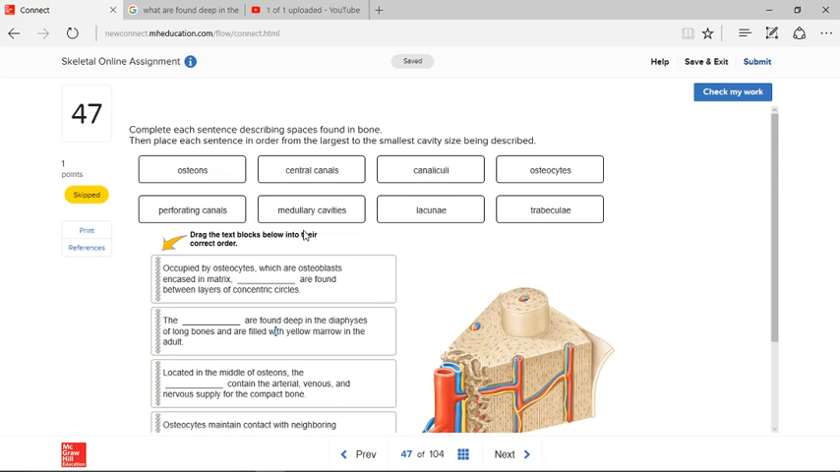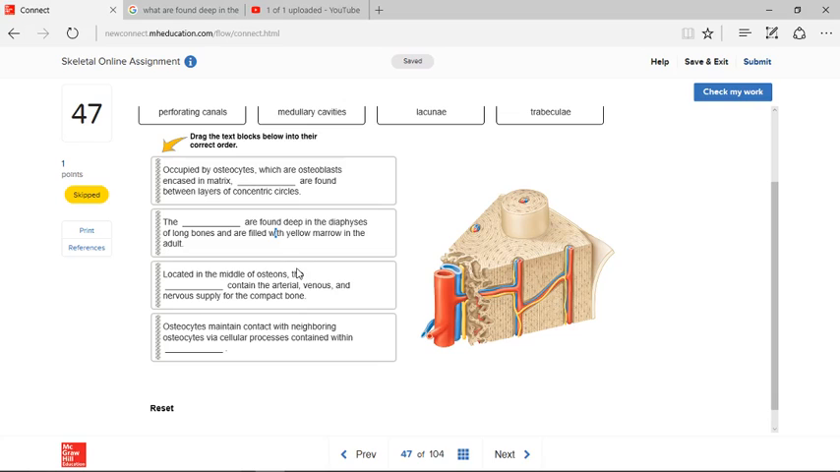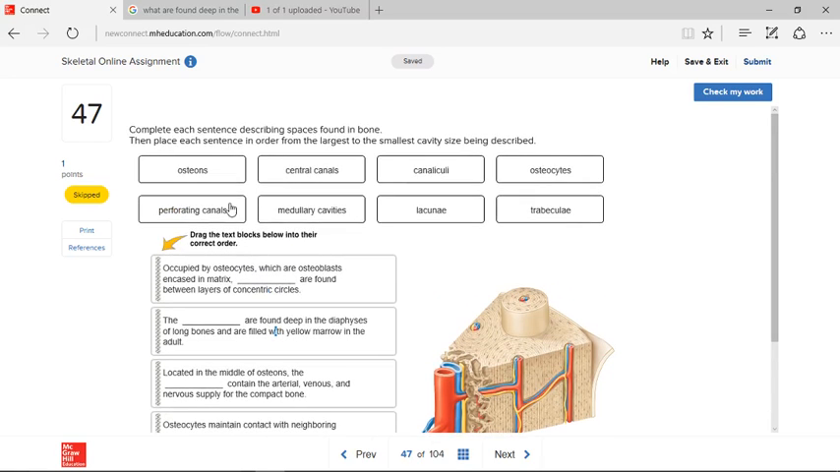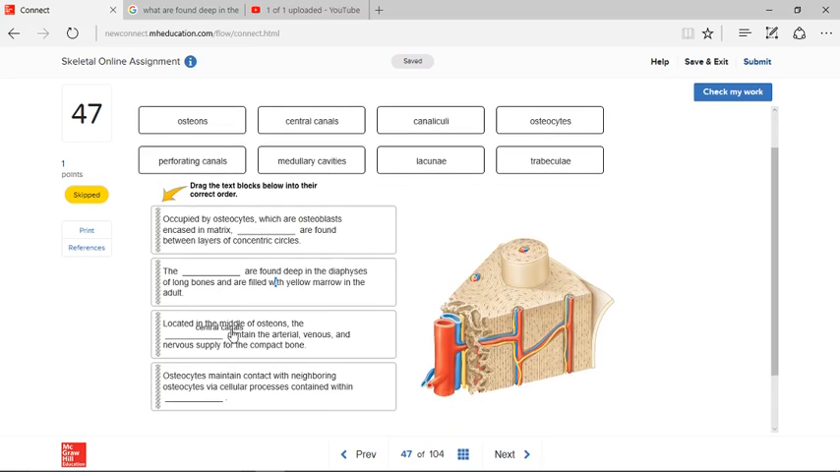All right, listen, we gotta just work on the next one. Located in the middle of the osteons, the blank contain the arteriole. Oh, okay. The central canals contain the arteriole, because that's where the central canals are. They gotta contain them because the bone protects the vital parts like the arteries, the veins, the nerves, all that stuff. And osteocytes maintain contact with neighboring osteocytes via cellular processes contained within.